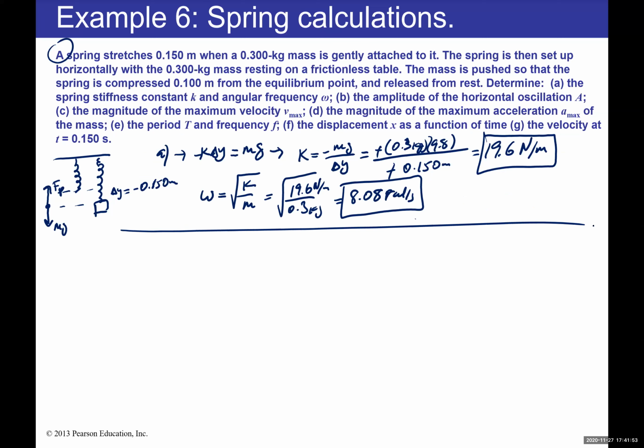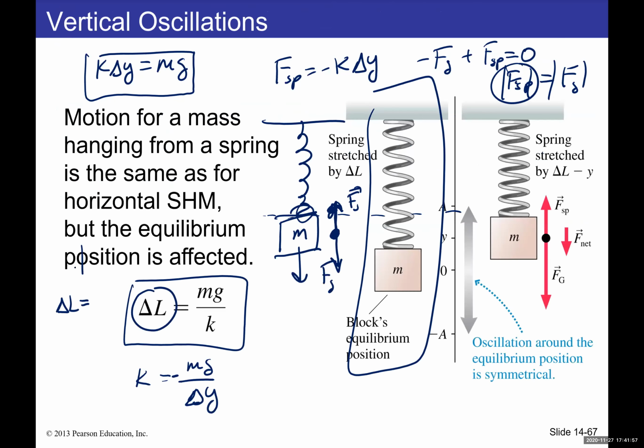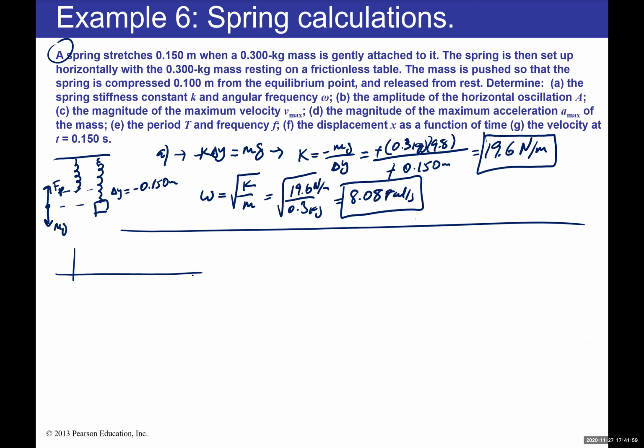Part B says the amplitude of the horizontal oscillation A. Remember, after this, we take the system and set it up horizontally. So then we stretch it from equilibrium to a position where this is 0.1 meters. Sorry, actually we compress it, my bad. So we compress it to that. That means that's my amplitude. That's part B, which is 0.1 meters.